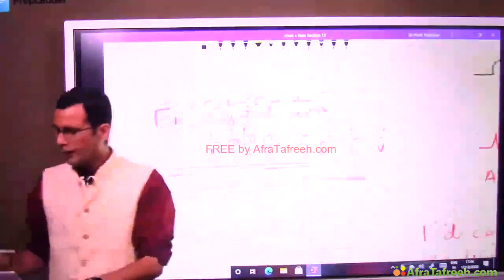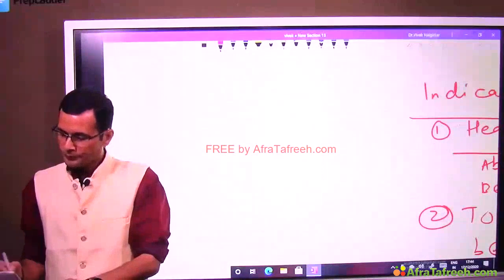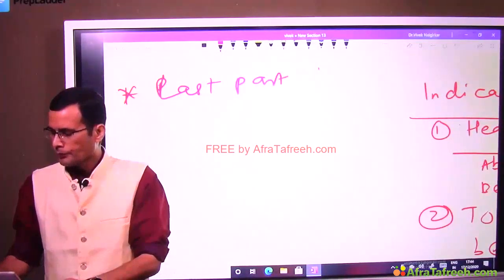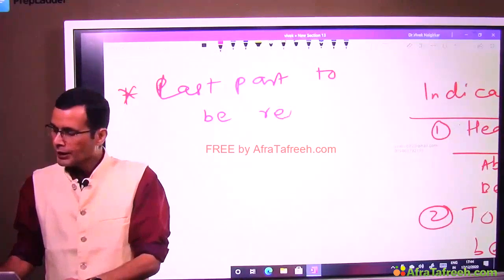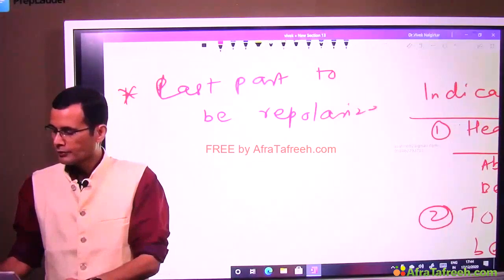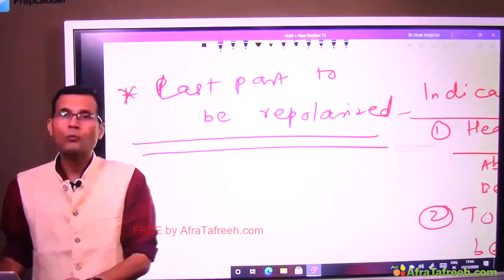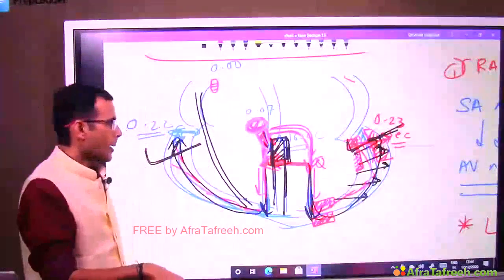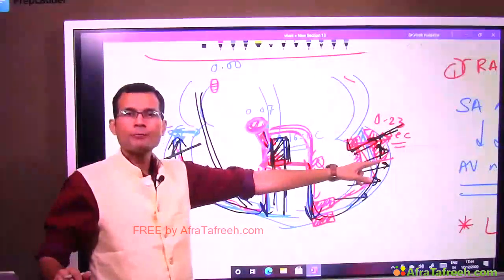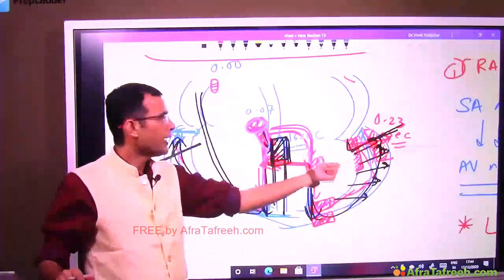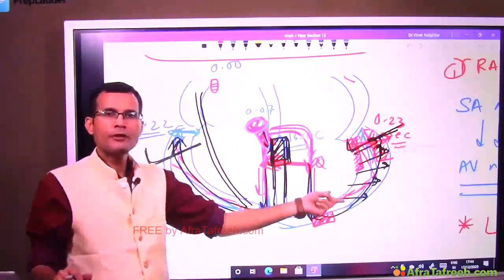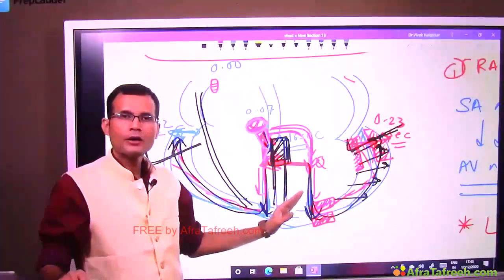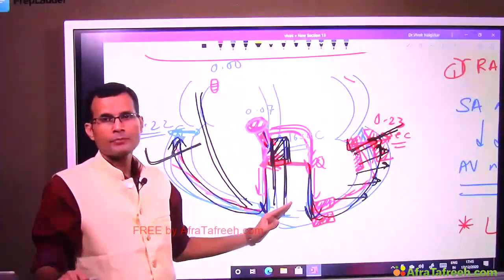And with that, I am going to ask the question: the last part of the heart to be repolarized is which part? And I give you the same four options: epicardium of the base of the left ventricle, endocardium of the base of the left ventricle, apical epicardium, apical endocardium. What is your answer this time?